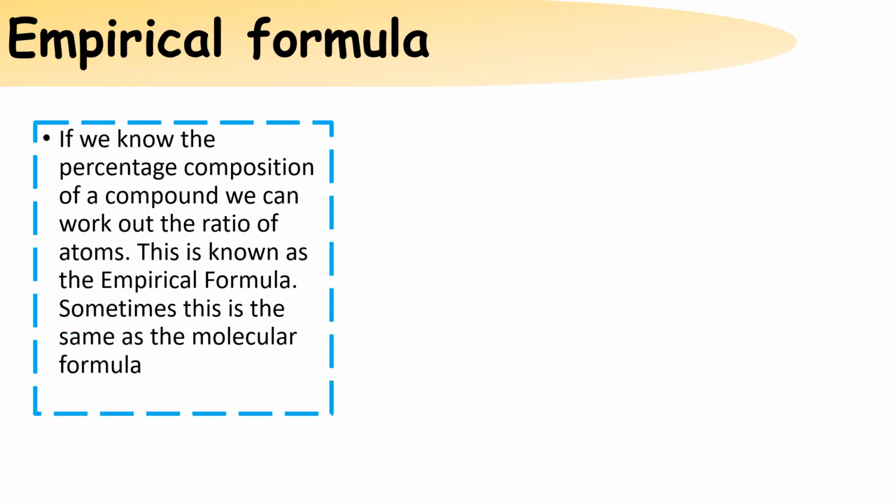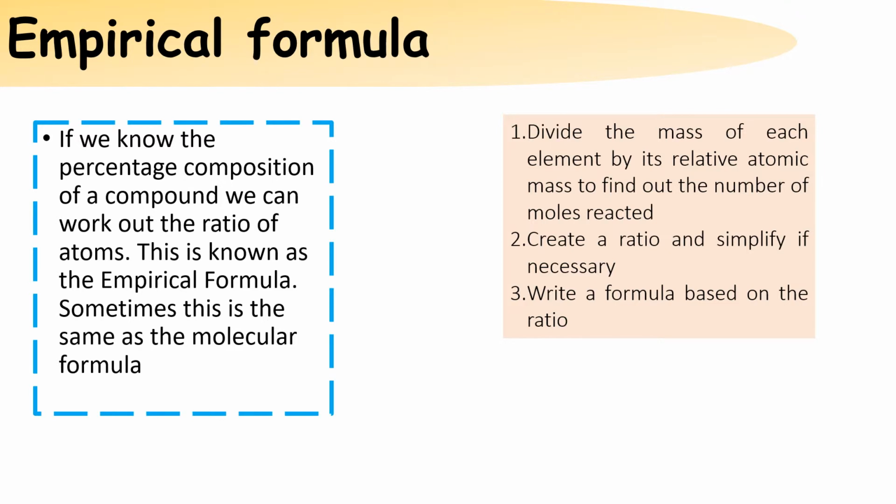If we know the percentage composition of a compound, we can work out the ratio of atoms within it. This is known as its empirical formula. It might also be called its molecular formula in exam questions. To work this out, we divide the mass of each element by its relative atomic mass to find out the number of moles reacted. We create a ratio to simplify it when necessary, and using that ratio we write out its formula.